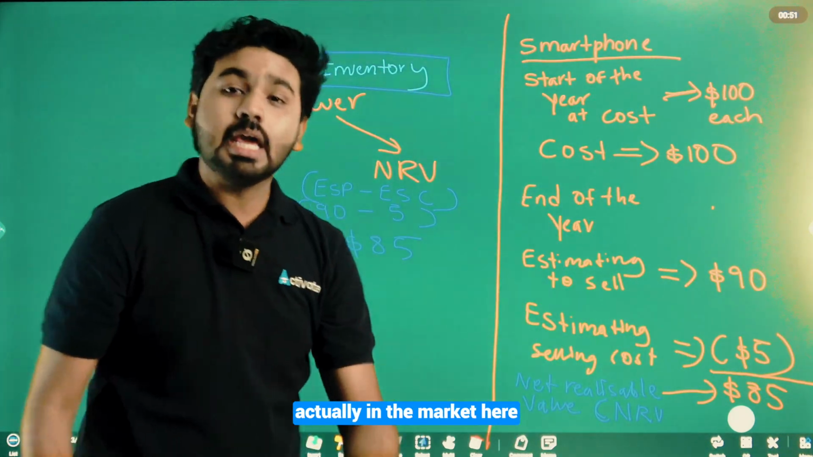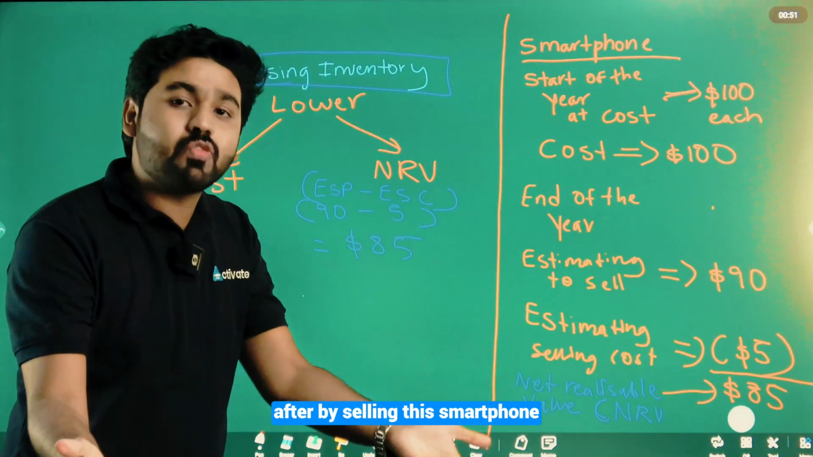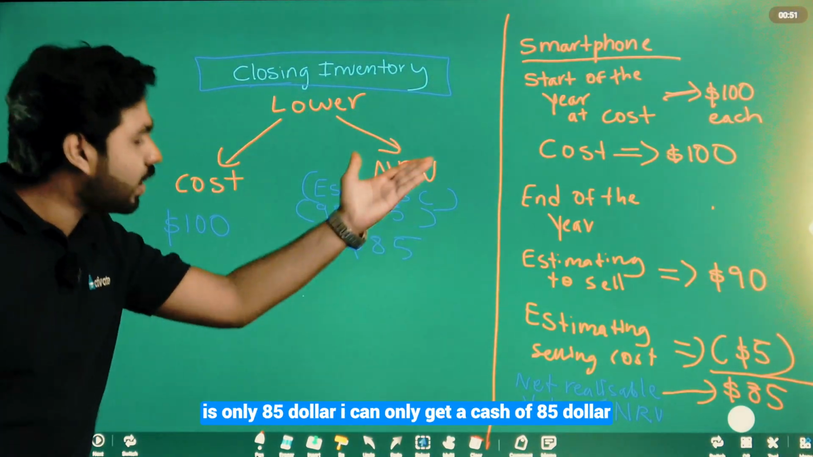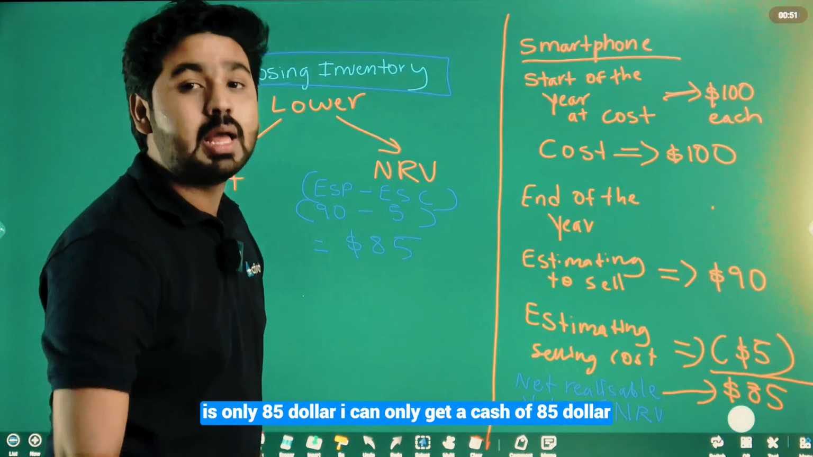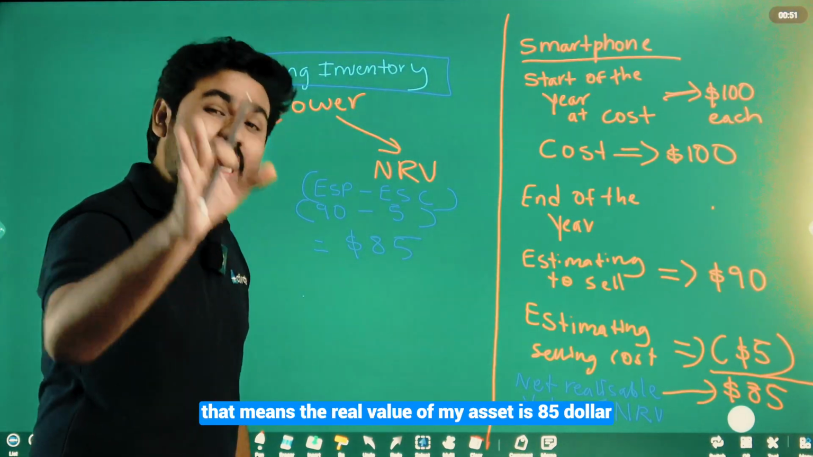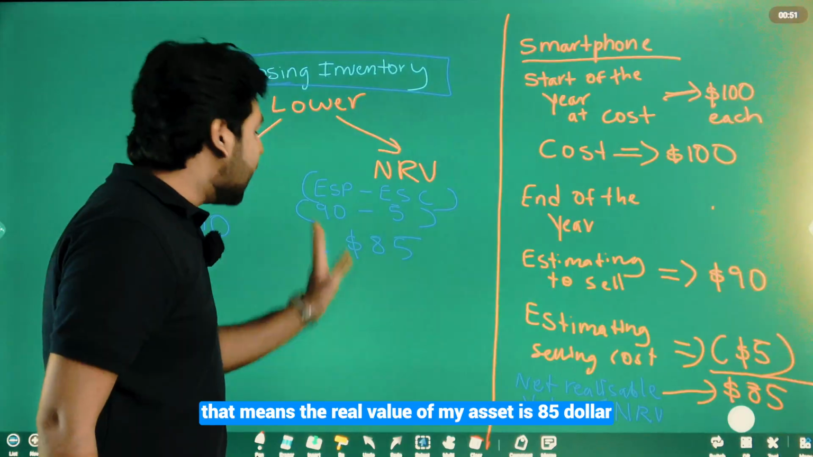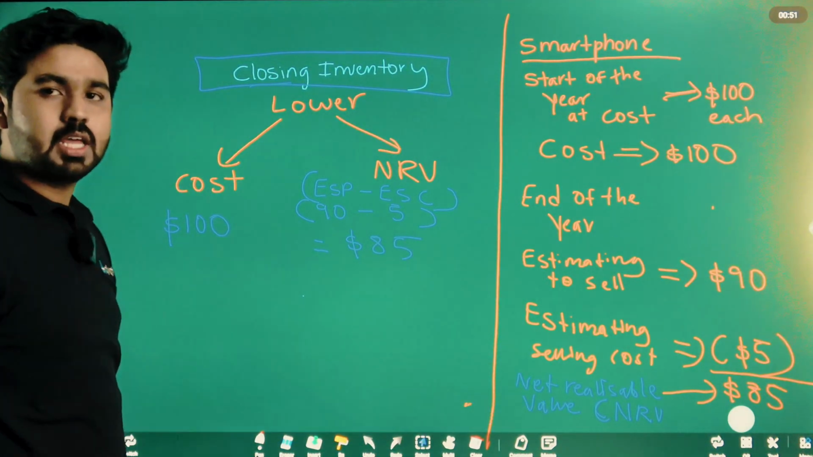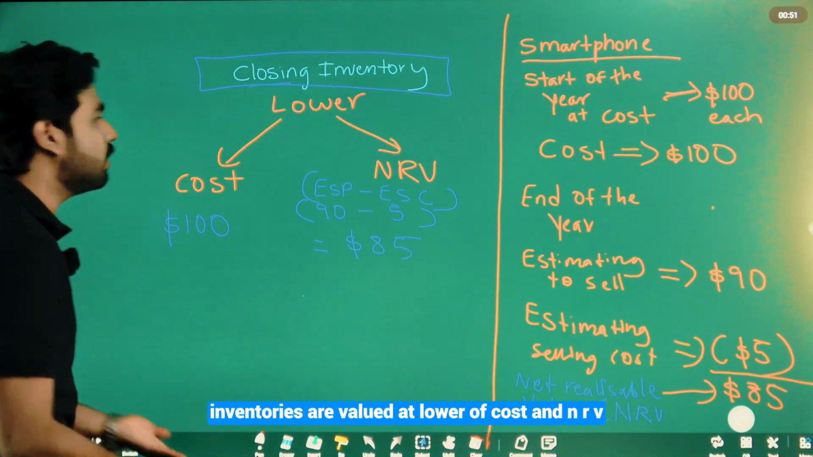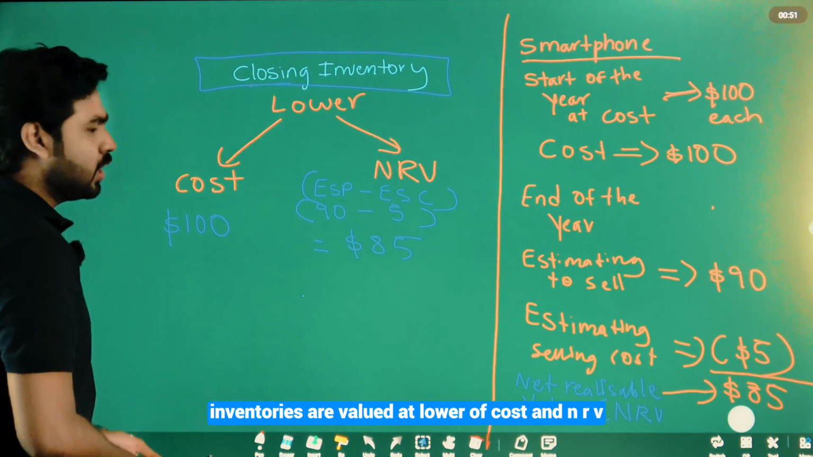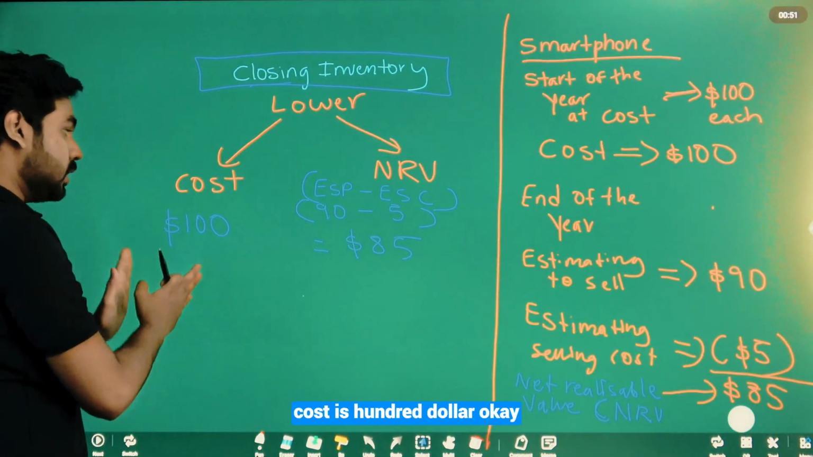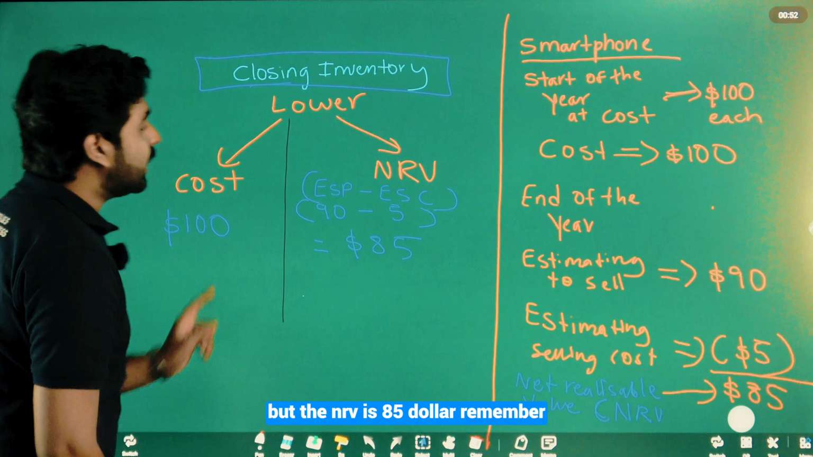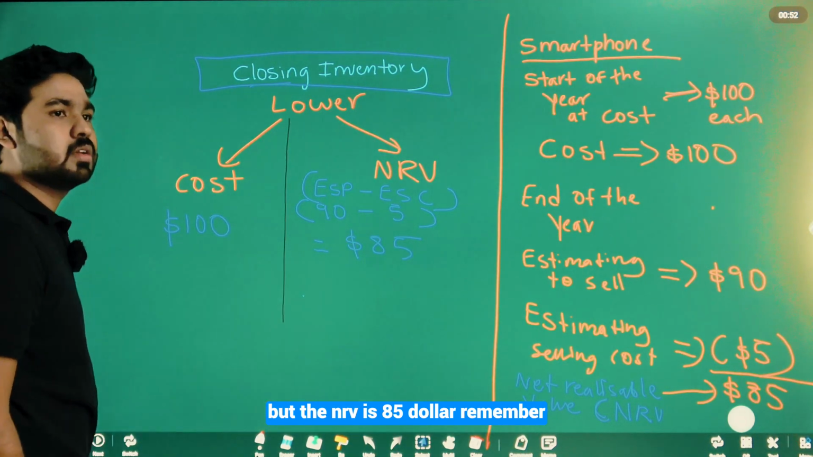Actually, in the market, by selling the smartphone, the actual value of the smartphone I can get is only $85. I can only get a cash of $85. That means the real value of my asset is $85, not $100. So in this case, I'm measuring the closing inventory at lower of cost and NRV. Now I'm comparing the cost with my NRV. Cost is $100. Okay, the cost is $100. Fine. But the NRV is $85.